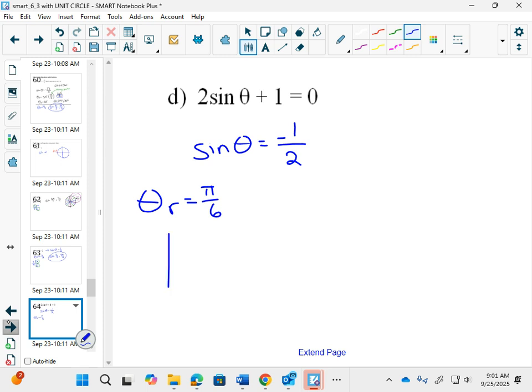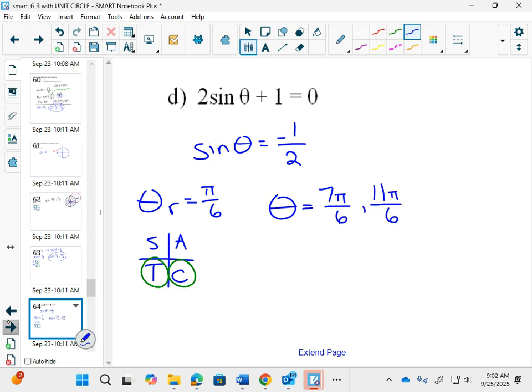I would think about my CAST rule. And I would notice that since it's negative, I would be looking at quadrants 3 and 4. And so my answer for theta is, what's my pi over 6 in quadrant 3? 7 pi over 6. What's my pi over 6 in quadrant 4? 11 pi over 6.